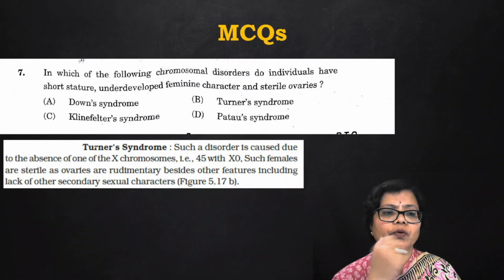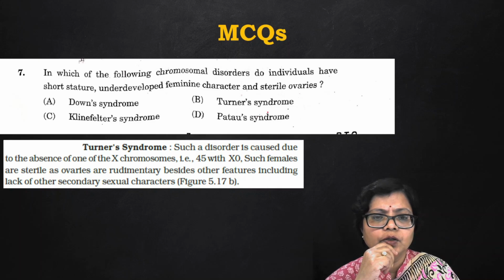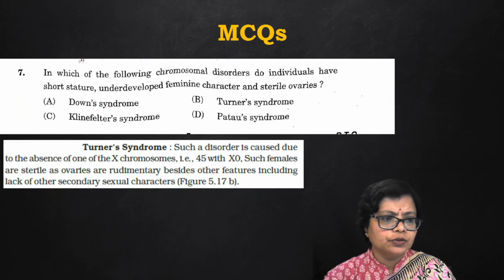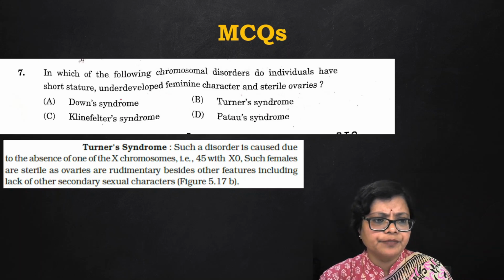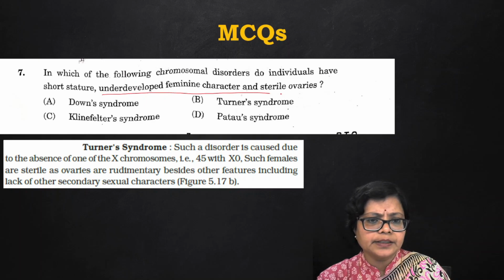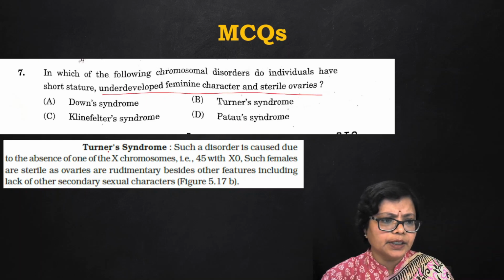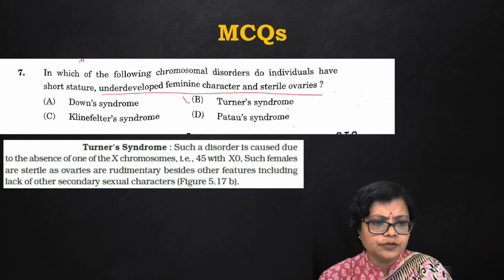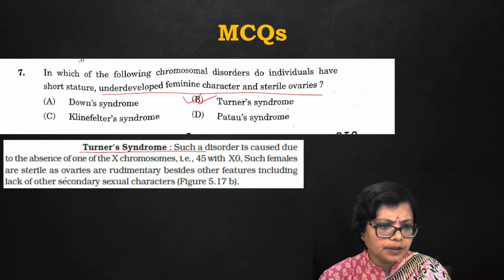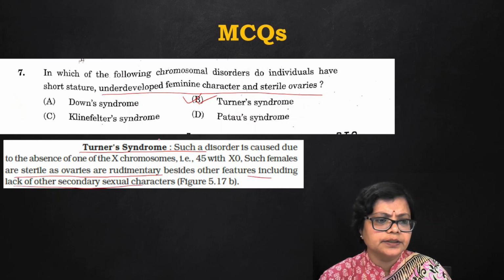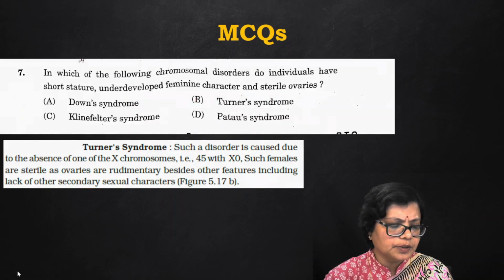In which of the following chromosomal disorders do individuals have short stature, underdeveloped feminine characters and sterile ovaries? So the correct answer will be Turner syndrome. From the NCERT book, the screenshot: disorder, that is the sterile ovaries, rudimentary, beside the lack of other secondary sexual characteristic features. So the correct answer is Turner syndrome. Now the next.